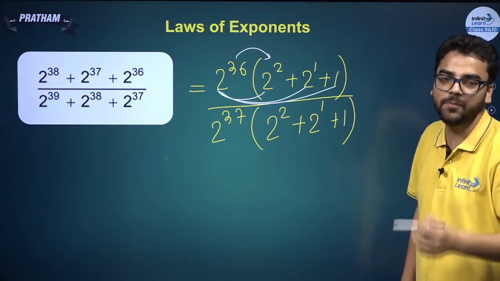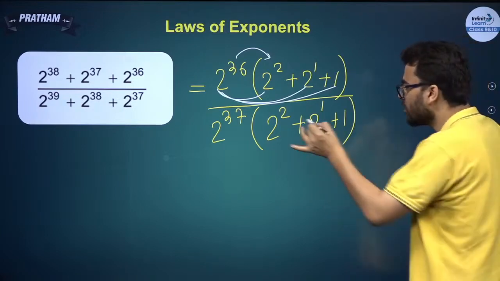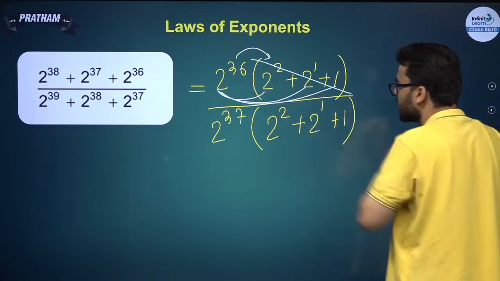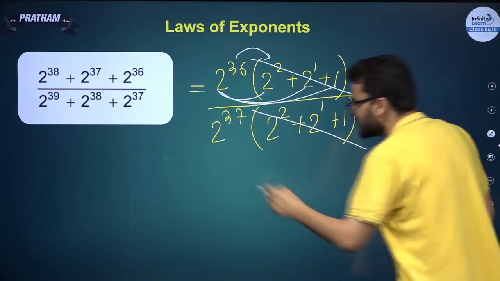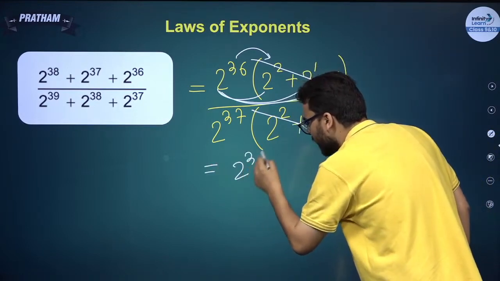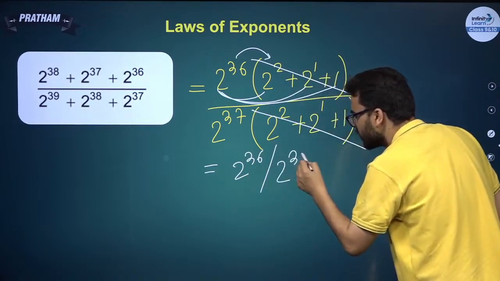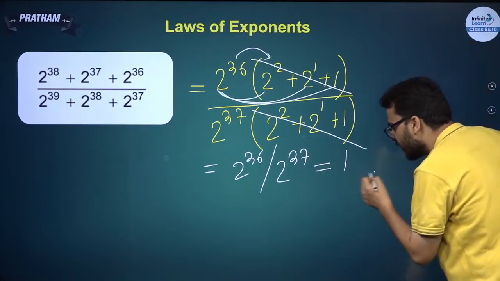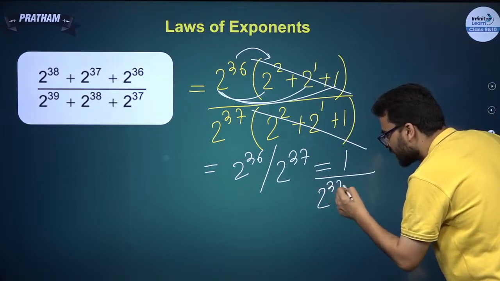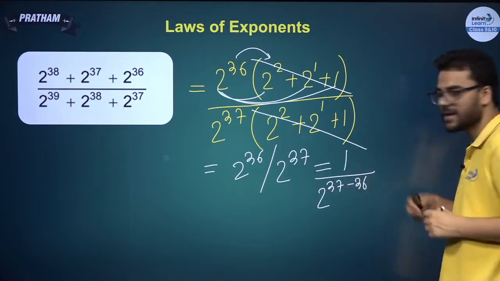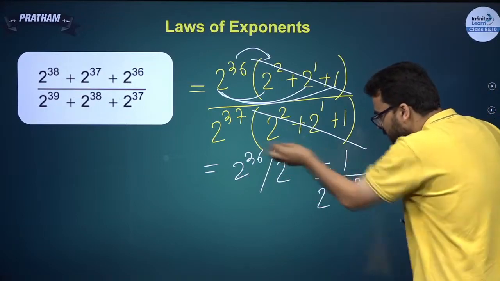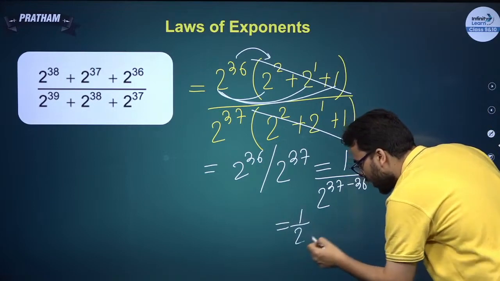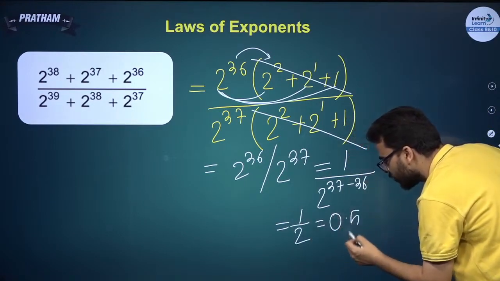You can use the distributive property. In the same manner, you can take 2 raised to the power 37 as common in the denominator. So you see 2 square plus 2 plus 1, 2 square plus 2 plus 1 will get cancelled out. So we are left with 2 raised to the power 36 divided by 2 raised to the power 37. This is the answer. So can I take it like this? Can I write it 1 divided by 2 raised to the power 37 minus 36? Same base is there, so I can subtract in the denominator as well, yes or no? So the answer is 1 by 2. Or if you want to write in the decimal form, you'll get 0.5.